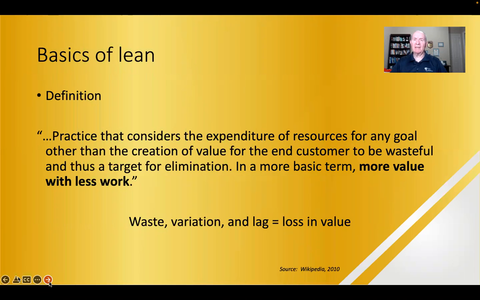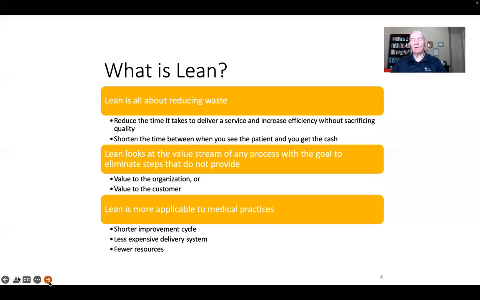Lean is, by definition, more value for less work. What are the wastes, variations, and lags that are creating a loss in value for your customers? And I think that's really critical to think about. Is there waste in every process that we implement and that we follow through on? It's been suggested that every process is designed to get the outcomes that it wants or that it's designed for. And what does that mean? Is there waste that's included? And is there variation which creates less value and more work for what goes on?